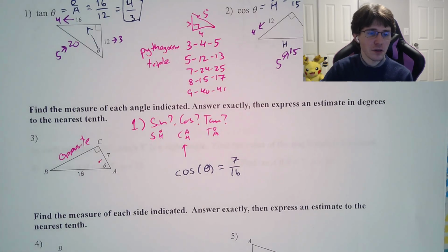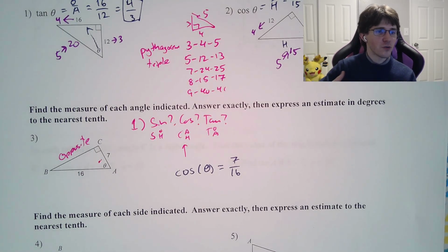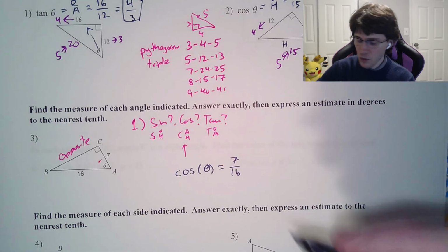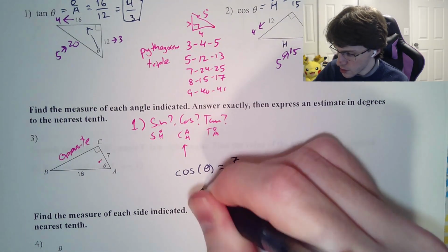However, to get theta alone, we are no longer able to do our regular inverse operations that we've been used to because we have a cosine function. We've never dealt with a cosine backwards before. To do this, we're going to do the cosine inverse.